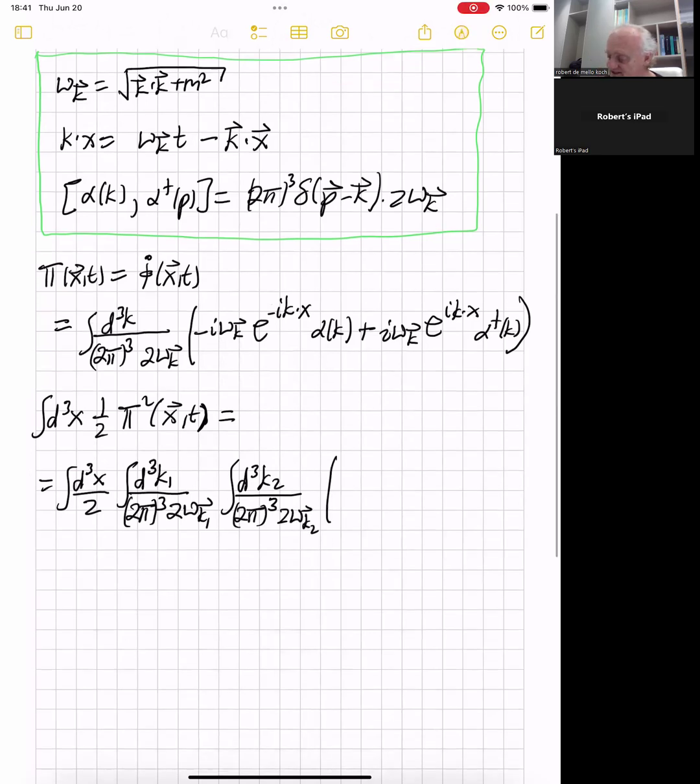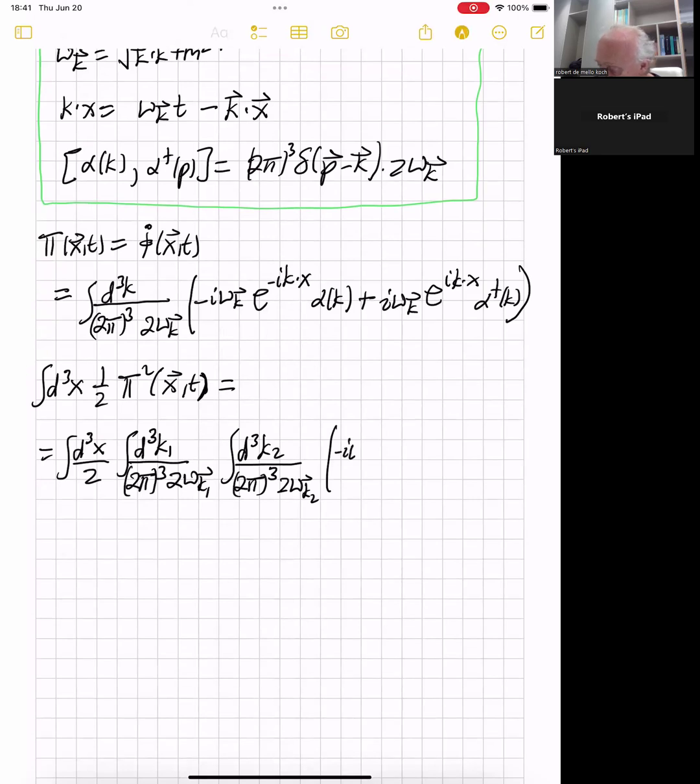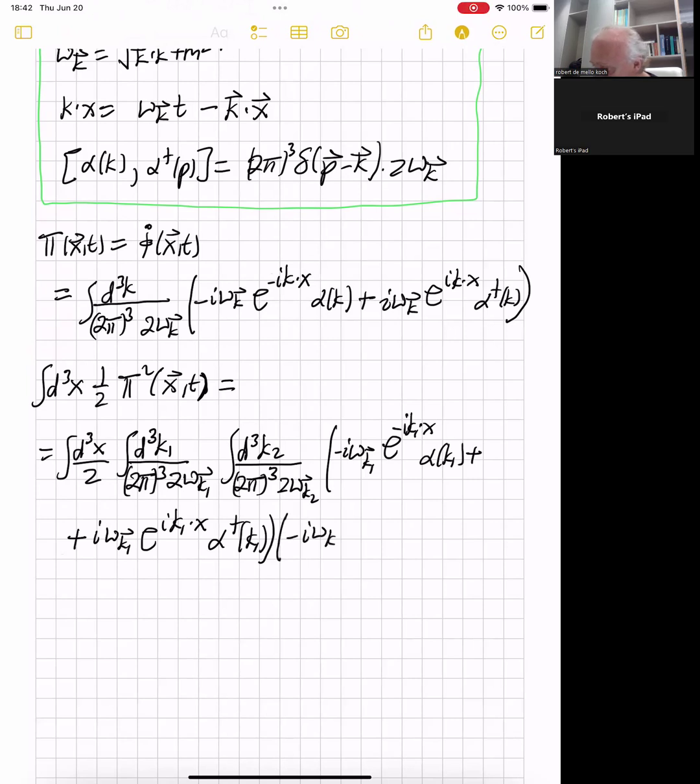And now we can put in these two brackets. So for the first one, we've got minus i ω_k1 e^(−i k1·x) α(k1). Sorry, I'm squashing it up a bit. Plus, well, let's go to the next line. Plus i ω_k1 e^(i k1·x) α†(k1). And then we've got the second bracket, which will be minus i ω_k2 e^(−i k2·x) α(k2) plus i ω_k2 e^(i k2·x) α†(k2).